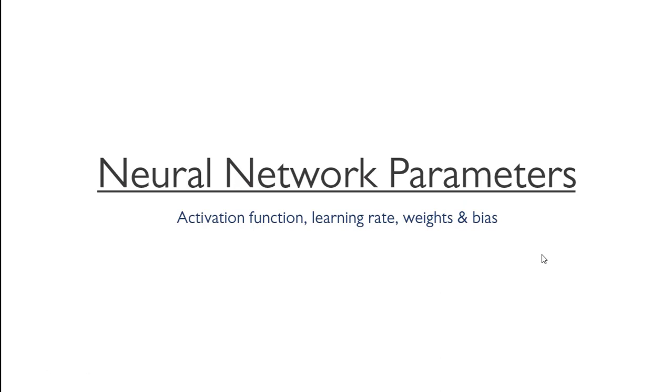In this video, we'll take a look at the parameters that define our neural networks. We'll discuss activation functions, learning rates, as well as the weights and biases. We'll also talk about what a learnable parameter is, as well as classify which of these parameters are learnable.